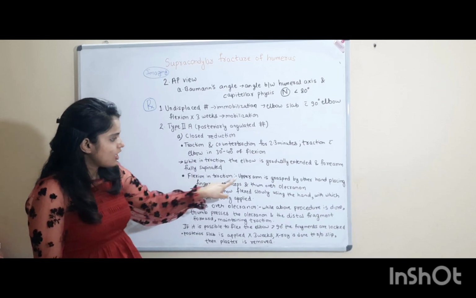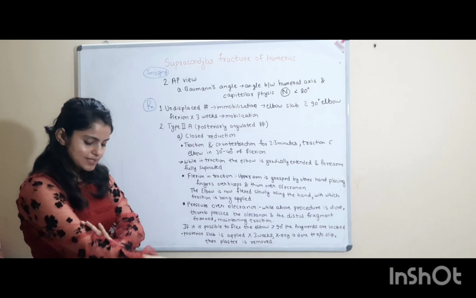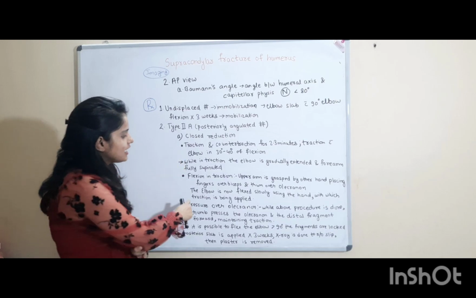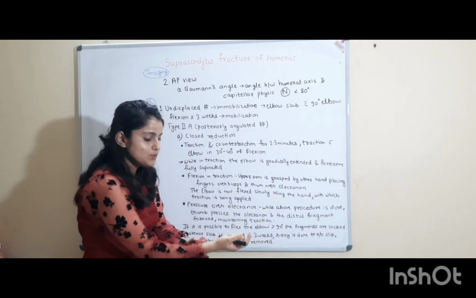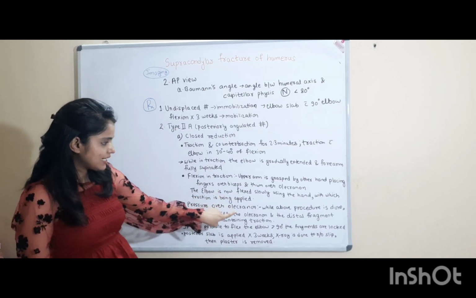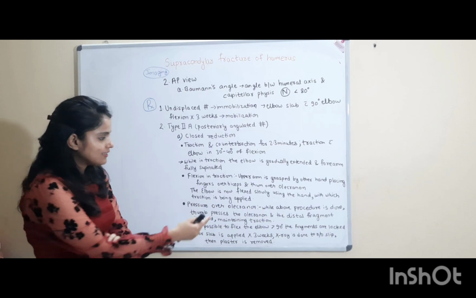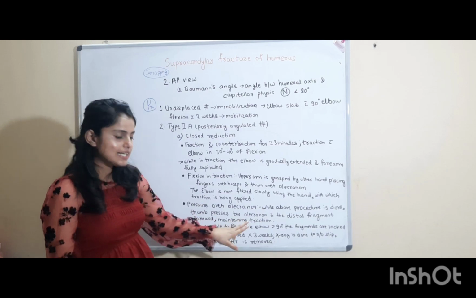Flexion in traction. The upper arm is grasped by the other hand, placing fingers over the biceps and thumb over the olecranon. The elbow is now flexed slowly using the hand with which traction is being applied. Pressure over olecranon. While the above posture is done, the thumb presses the olecranon and the distal fragment forward, maintaining traction.